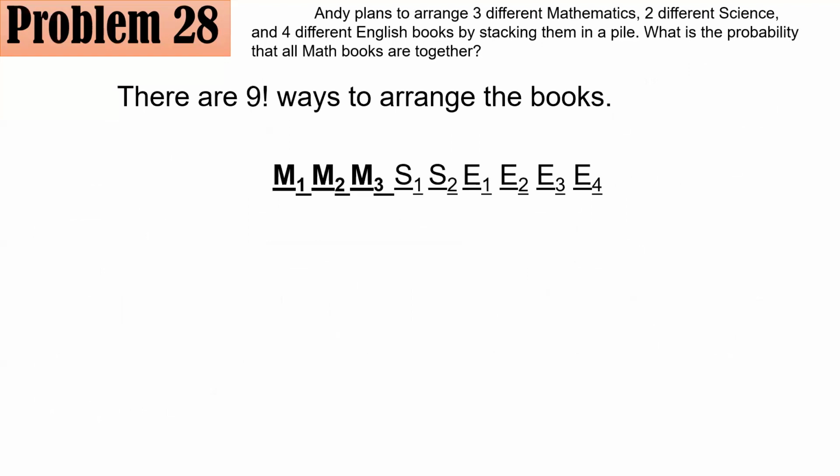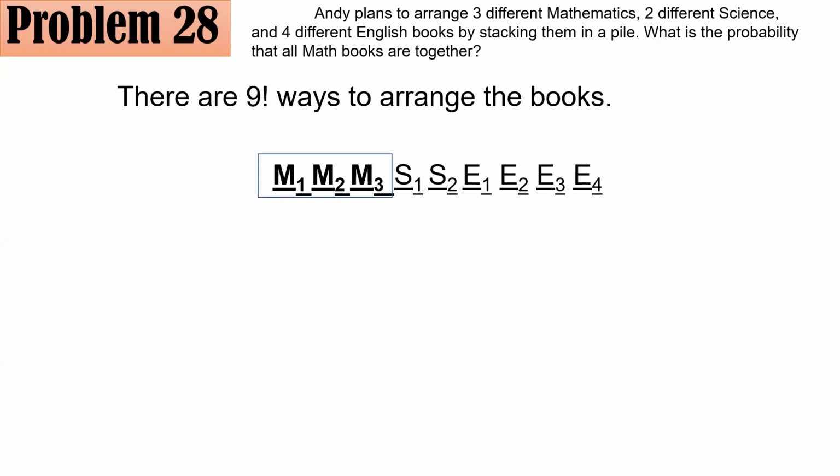Now, suppose the 3 math books are M1, M2, M3. The 2 science books are S1, S2, and the remaining books are English, E1, E2, E3, E4. The math books have to be together. So let's put them inside the box, and they will be treated as one slot because they have to be together. So how many slots are there? That's 1, 2, 3, 4, 5, 6, 7 slots.